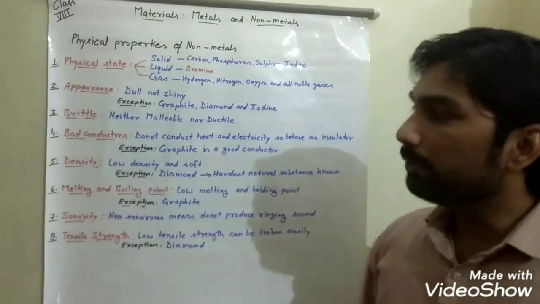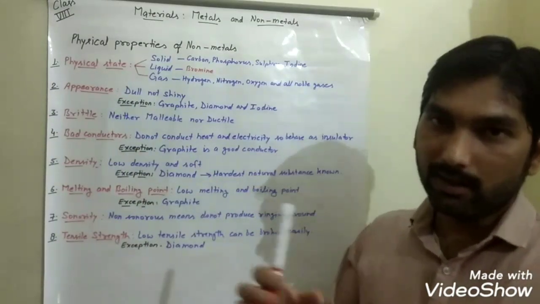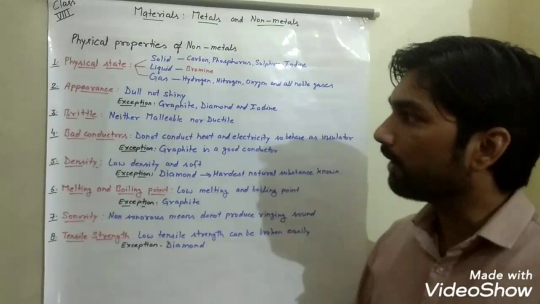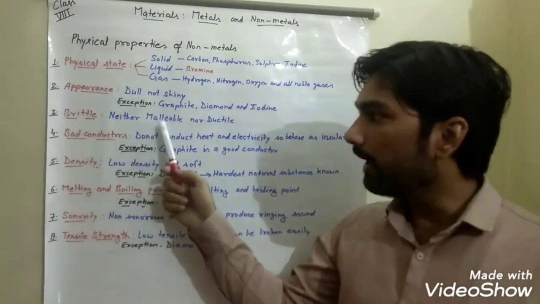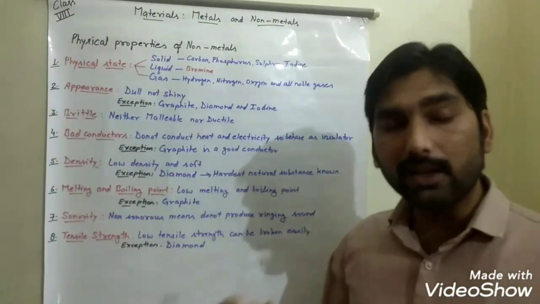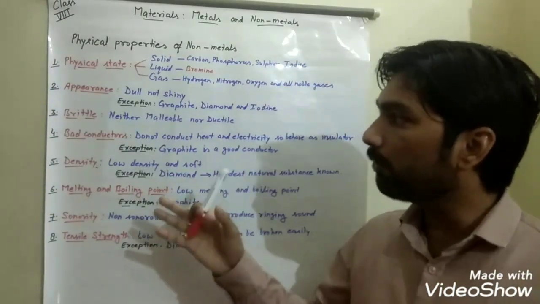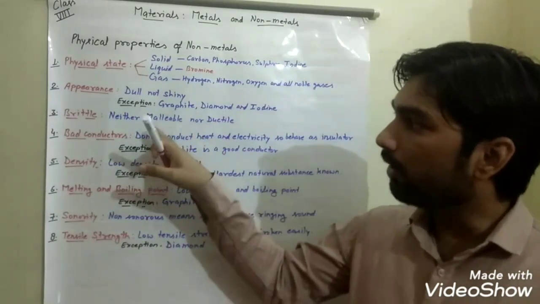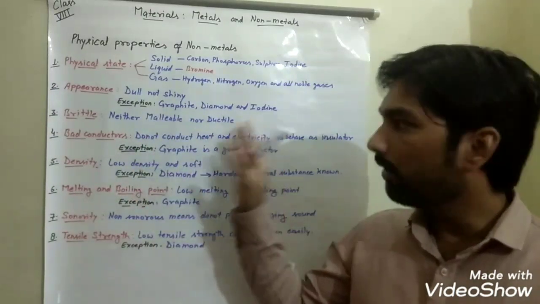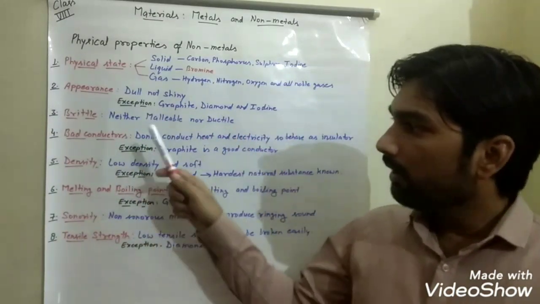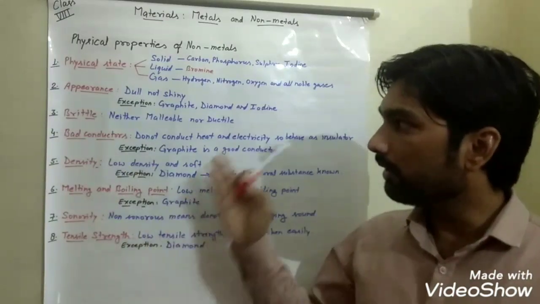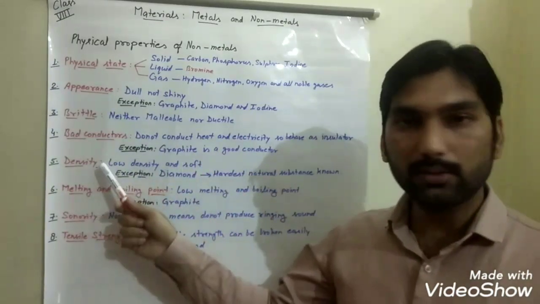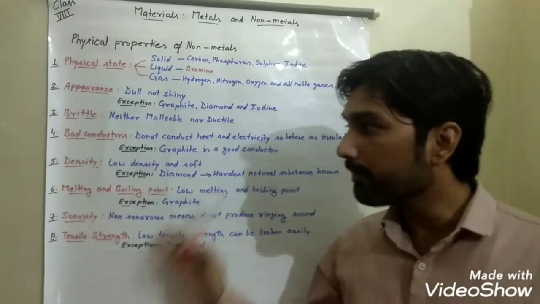In the case of appearance, metals are what? Having luster, having their metallic shine, but non-metals are dull. Then malleability and ductility: all the metals are very malleable and ductile, but non-metals are non-malleable and non-ductile. All the metals are good conductors of heat and electricity, whereas non-metals are what? Bad conductors of heat and electricity.